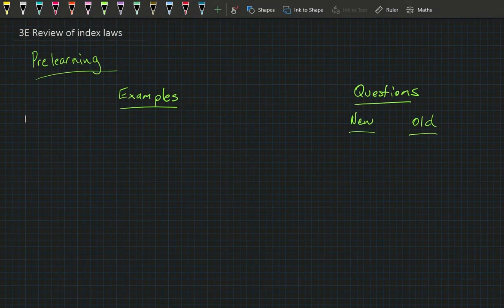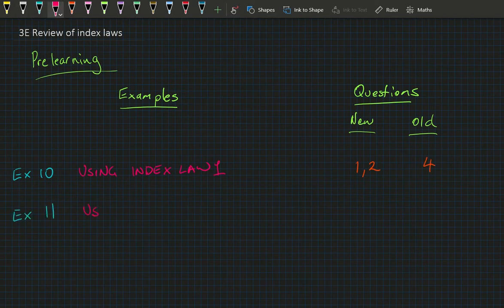Hi class, welcome to exercise 3E, review of index laws, where we're beginning our new unit on exponentials and surds. In this class, your examples and pre-learning are going to be example 10, using index law 1. And for this example, your pre-learning is questions 1 and 2 in the new book and question 4 in the old book. Then we're going to move on to example 11, where you'll be using index law 2.